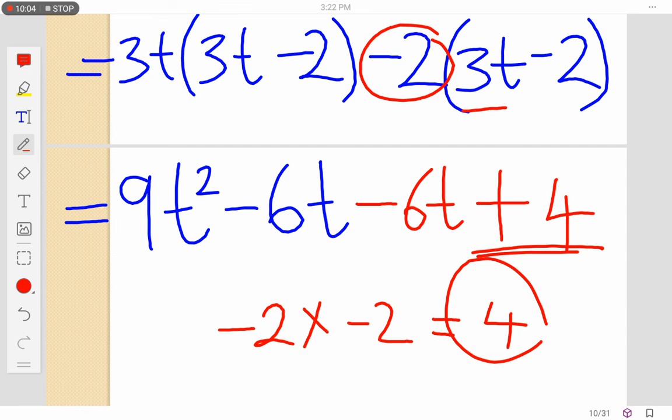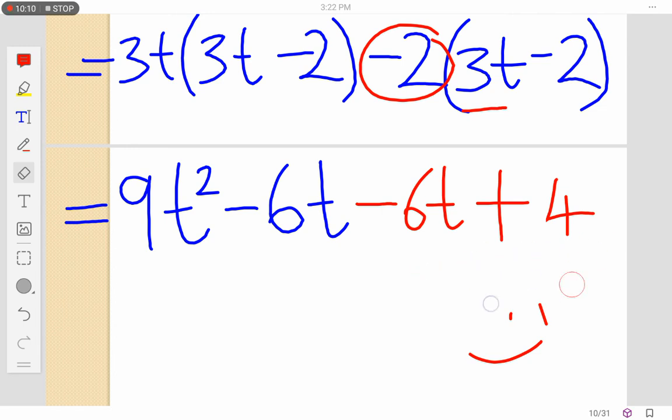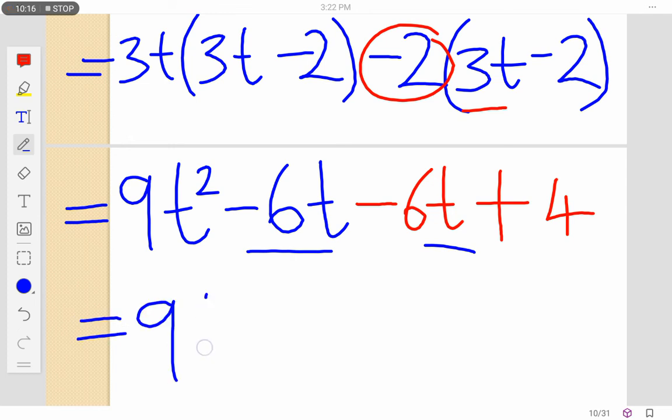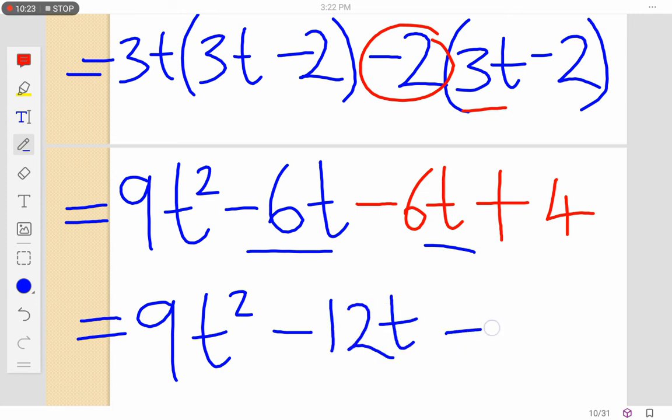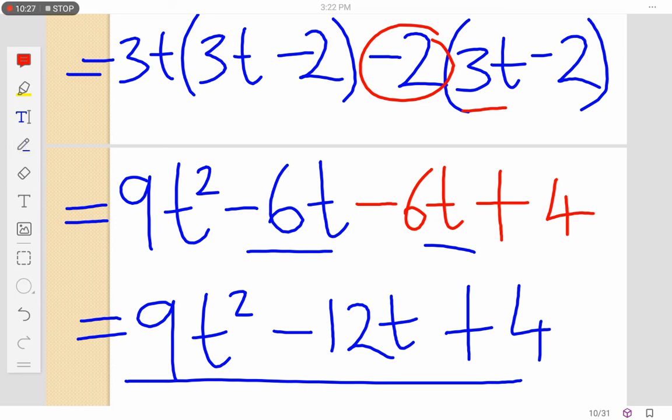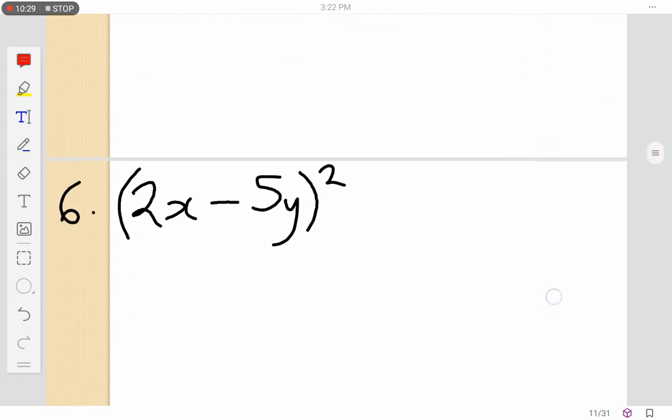Now let's simplify those t's there. I've got t here, t. So I have 9t squared minus 6t minus 6t, we get minus 12t. Then plus our 4 there. So that's how we do it. This becomes the final answer. Let's do the last question.